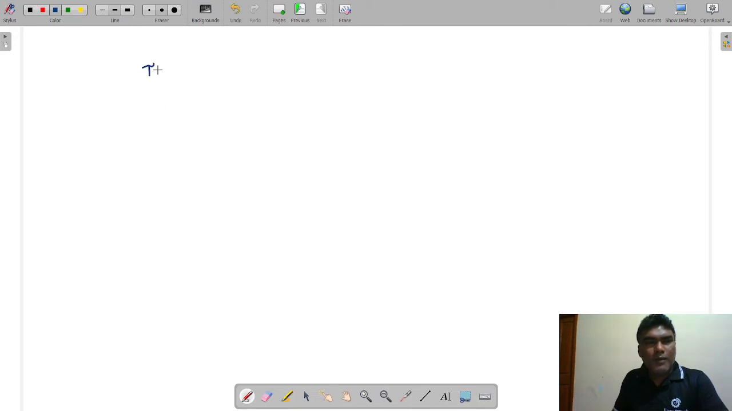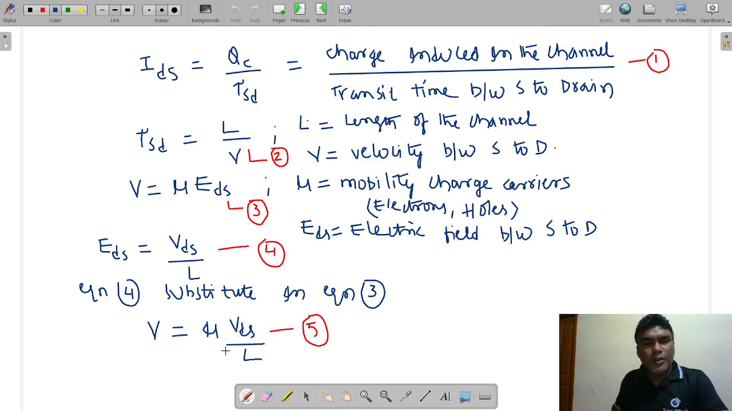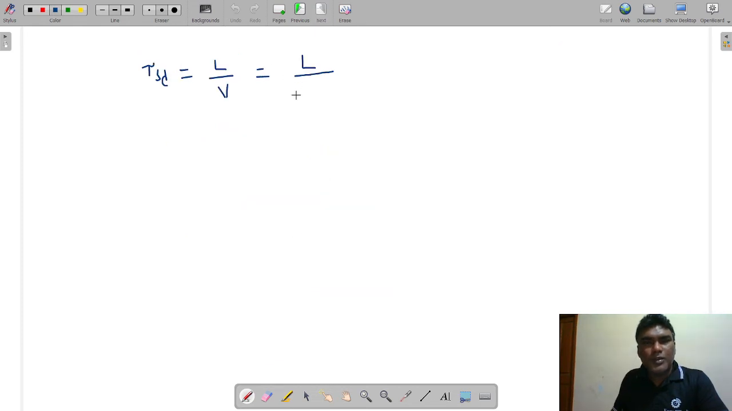We have transit time is equal to length by velocity. Now velocity V is equal to, from the previous, V is equal to mu into VDS by L. So substitute this mu into VDS by L. This will become L square by mu VDS.